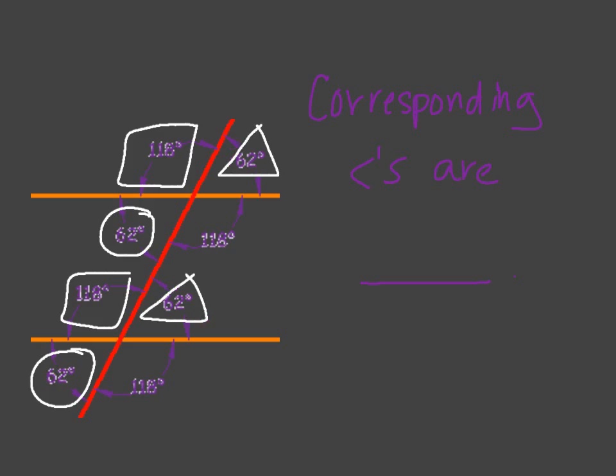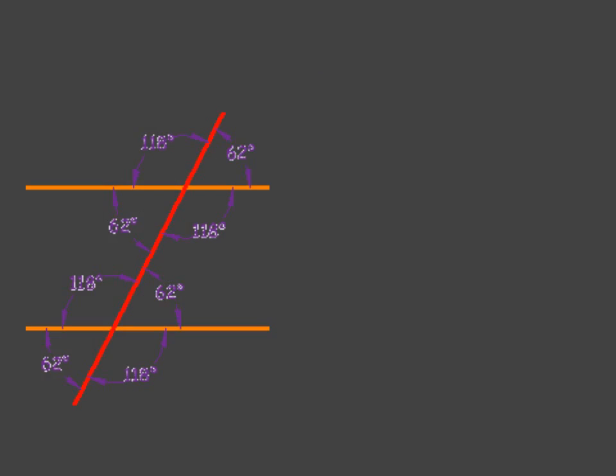Will the last one work? Hey now, 118 and 118. So corresponding angles are congruent. You are exactly correct. So far all the angle pairs that we have are congruent to each other. Now let's take a look at the last example.